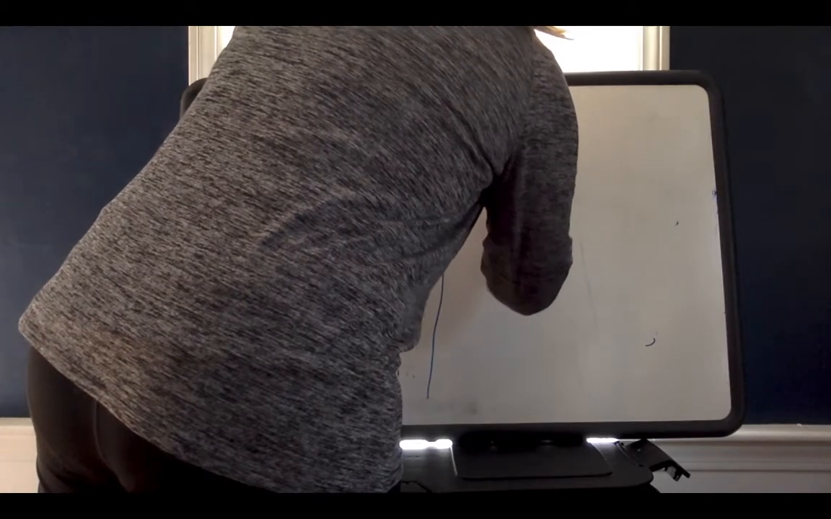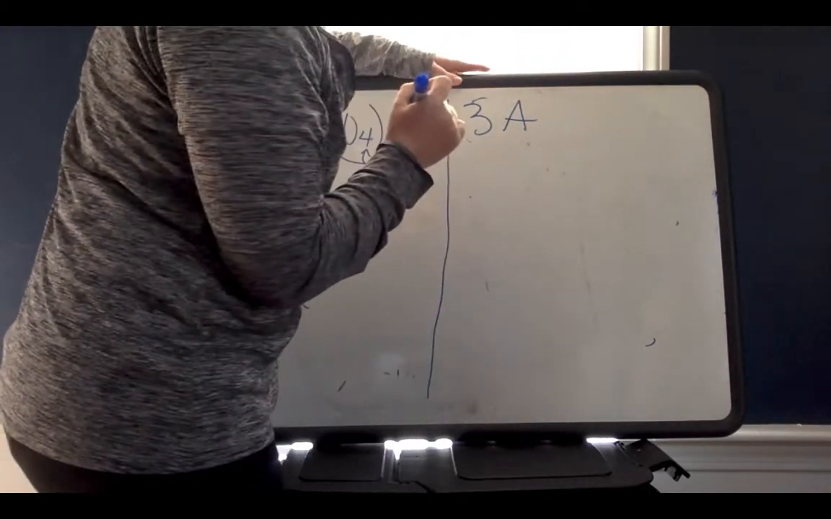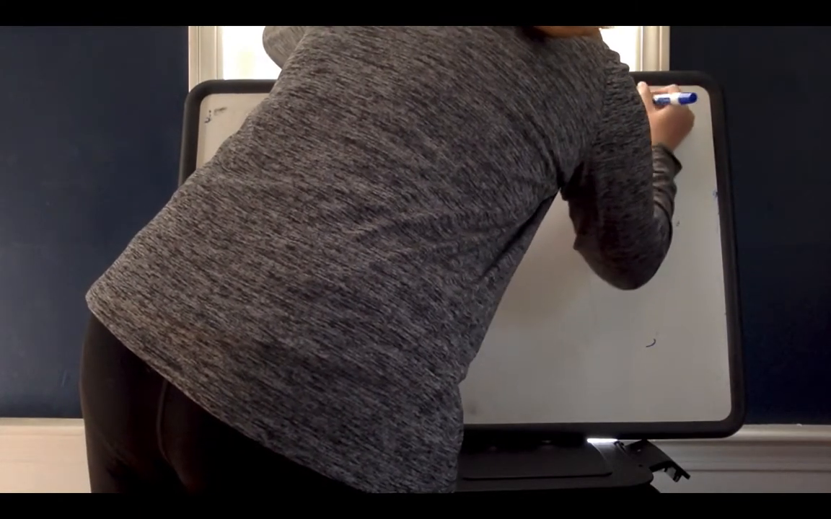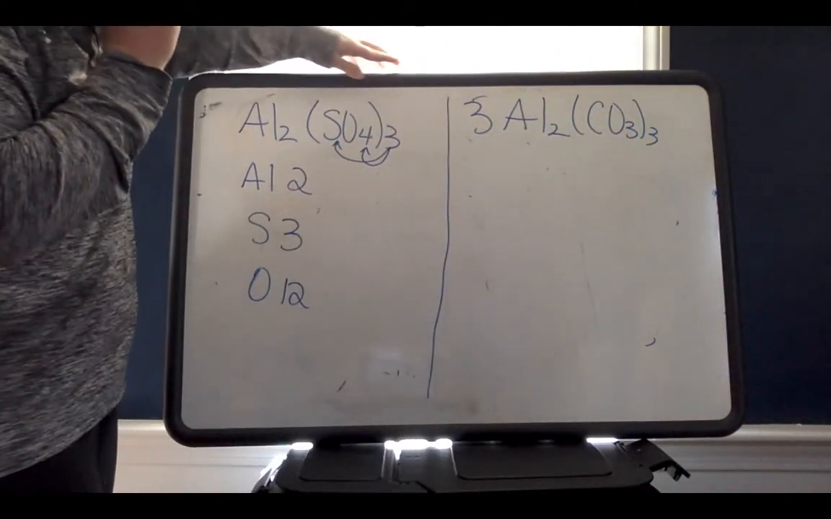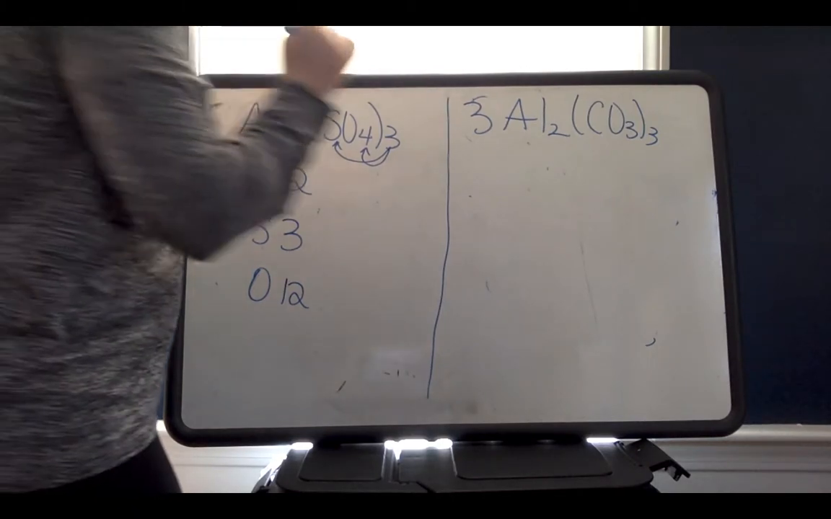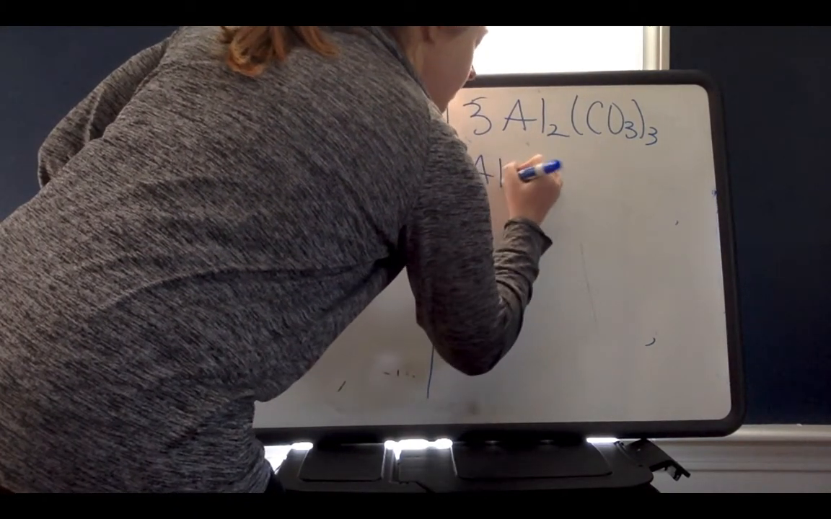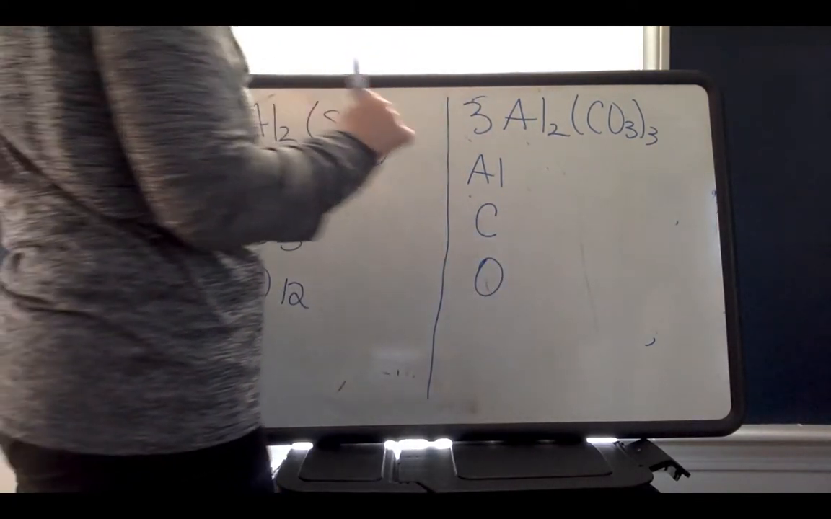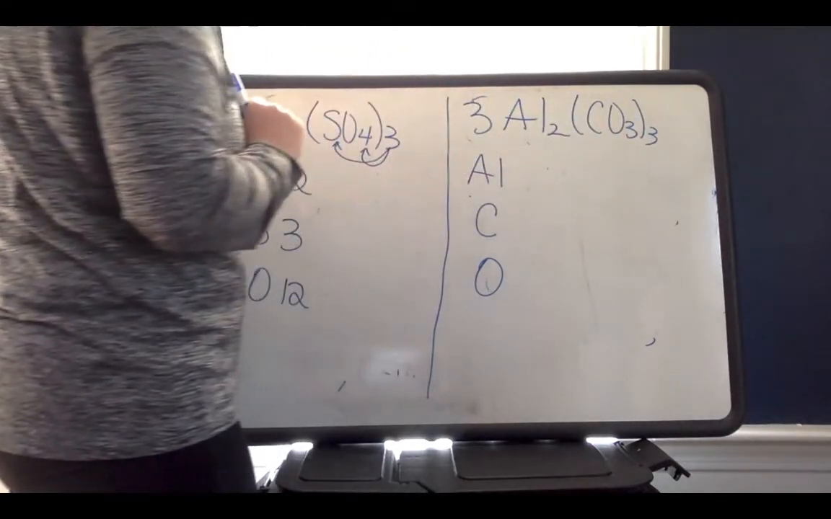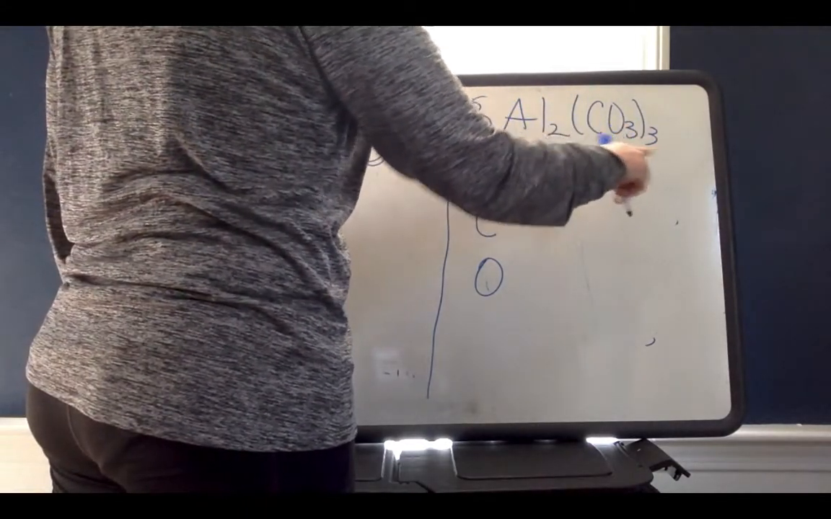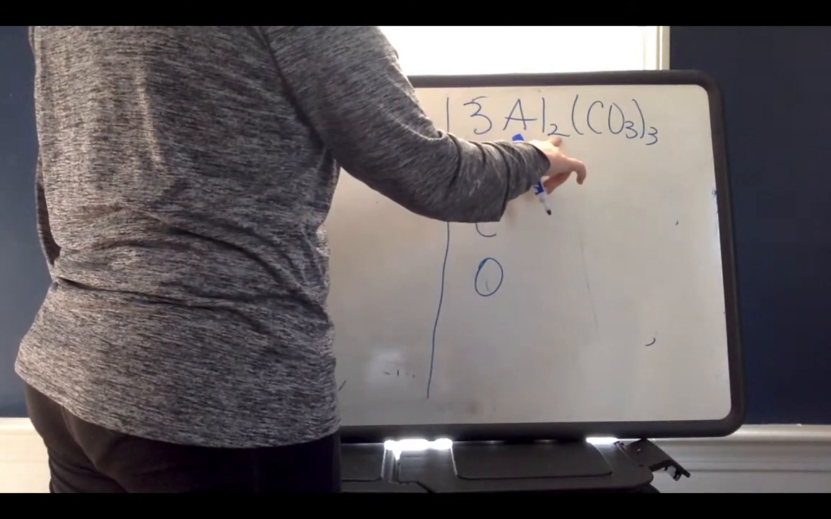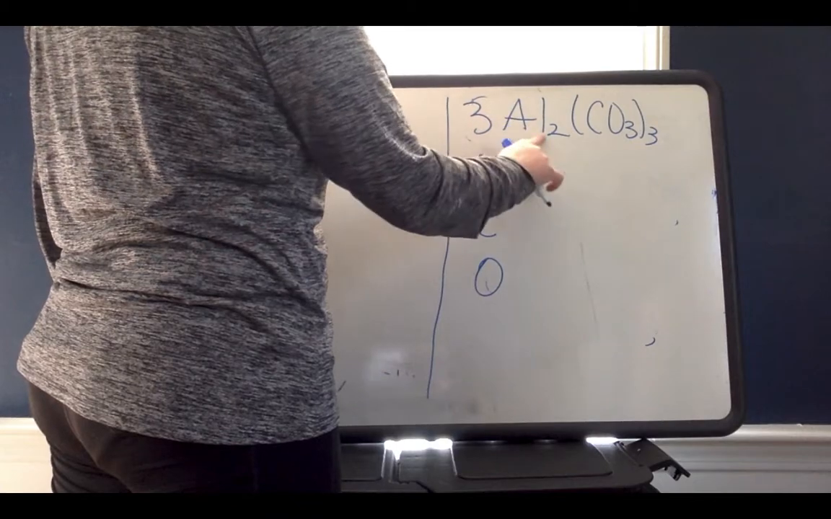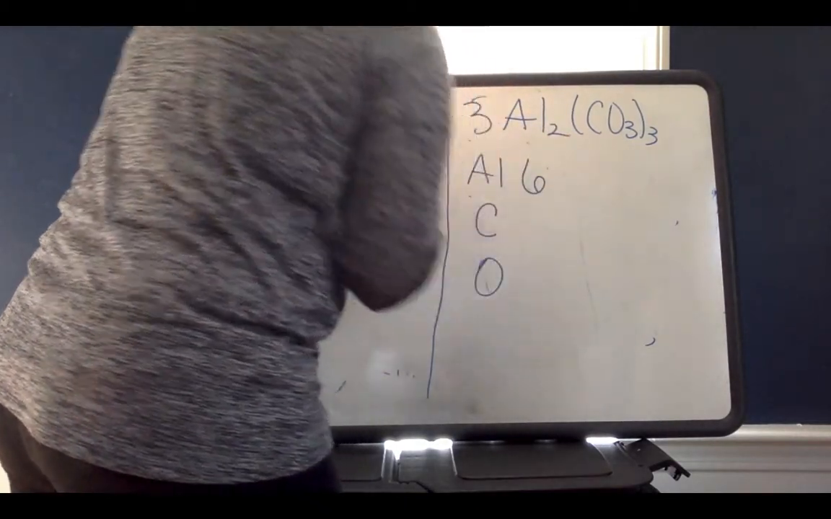This one's going to be 3Al2(CO3)3. Okay, so our first step is to list our elements. We have Al, we have C, and we have O. Now this one we have parentheses and a coefficient. So we want to take it one step at a time. Al is 2, but since there's a coefficient in the front, we have to multiply by 3. So 2 times 3 is 6.